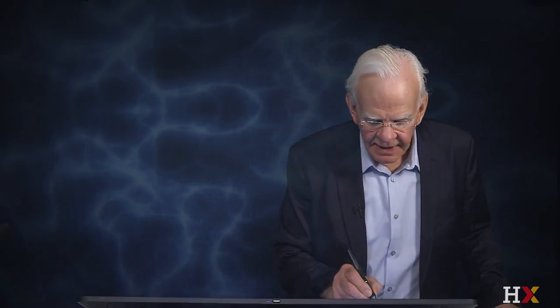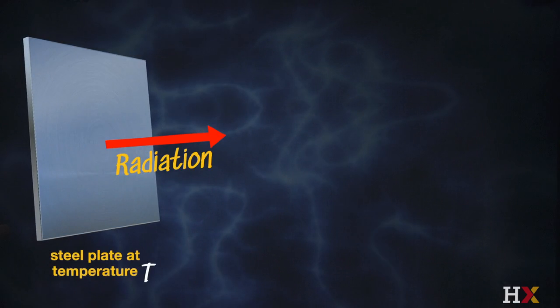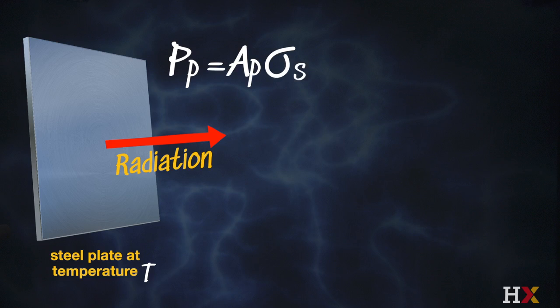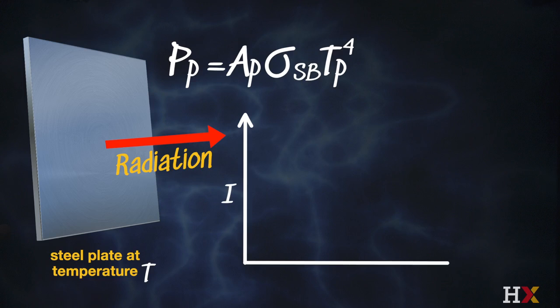All right, well, let's move on to develop one more extremely important aspect of electromagnetic radiation. And as I said before, if I take a steel plate and I elevate it to some temperature T, I can calculate the power coming out of that plate. That's simply equal to the area of the plate times the Stefan-Boltzmann constant times the temperature of the plate to the fourth power. But if I plot that intensity against wavelength, I have this very characteristic shape.